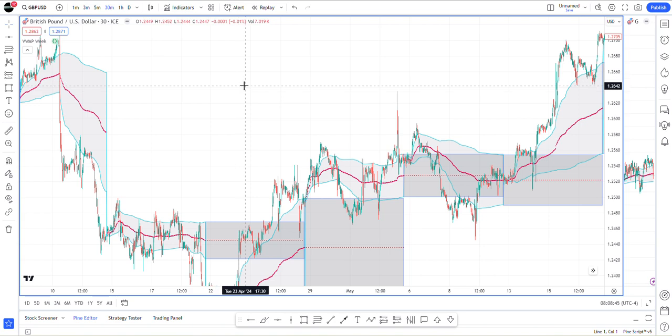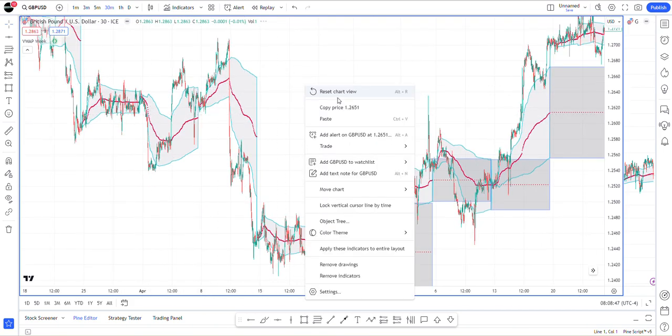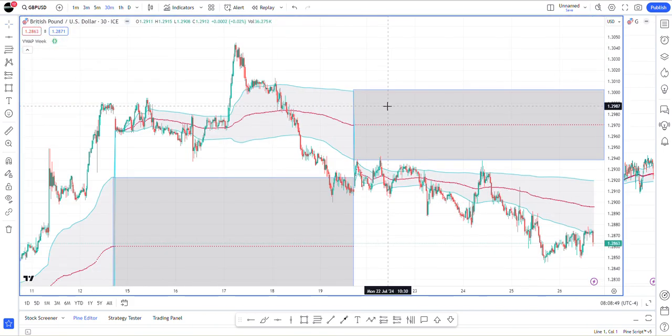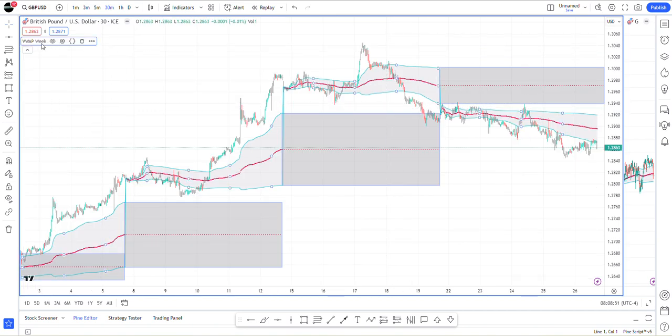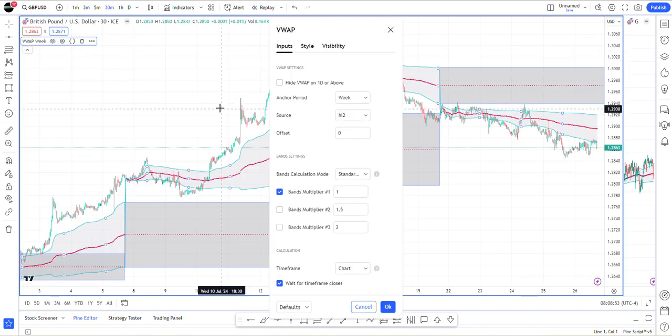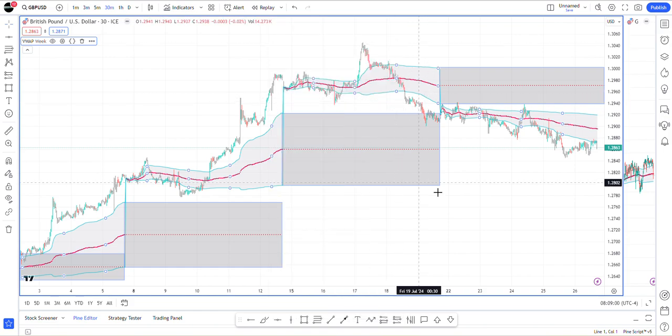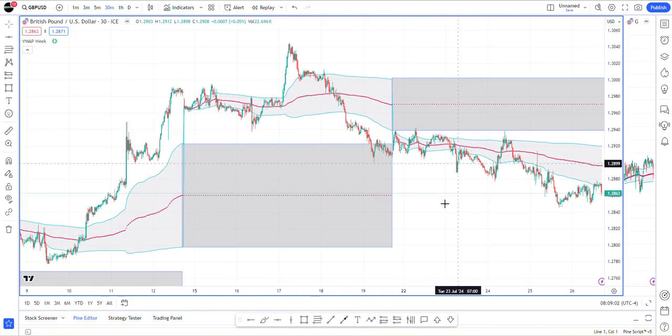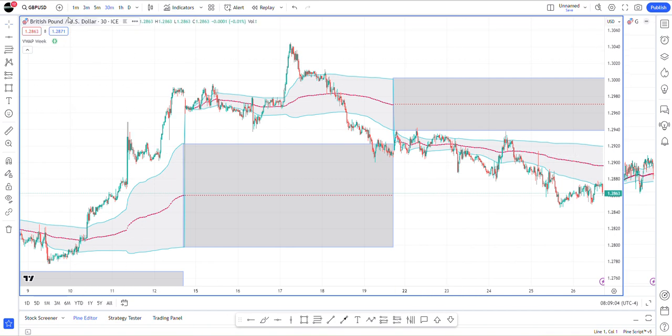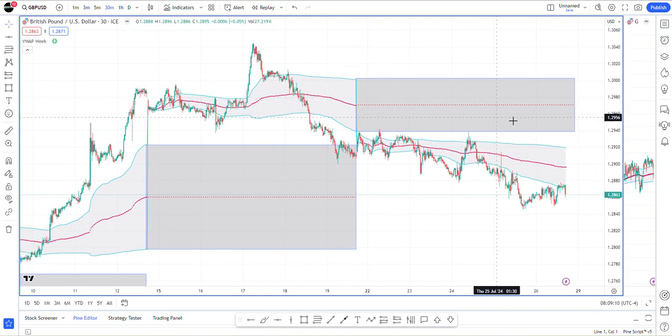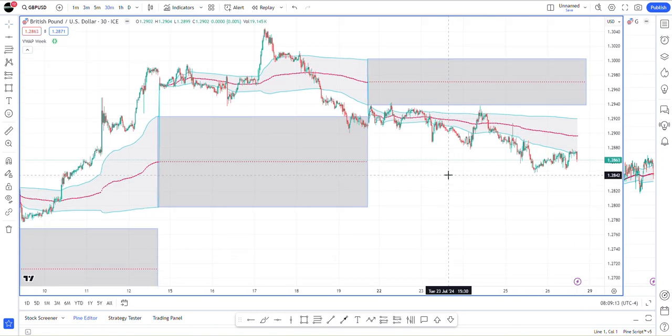Today we're going to be looking at something that I thought I would never be using, and that's indicators. So let's just get into it. VWAP, I've got a weekly, one band, multiplier, and this is the way I use it. I'm using it on GBP USD, ICE, 30-minute chart. This is usually how I start looking at it.